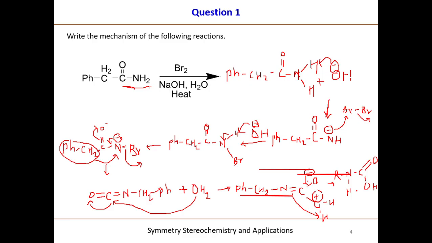So what was the first step? Deprotonation of amide, right? Deprotonation of amide followed by nucleophilic attack of halogen X2 or Br2. Here we have Br2. And the second step was the deprotonation followed by migration of the alkyl group. And the third step is isocyanate reacts rapidly with water to form the carbamic acid. And the last step is here, which is carbamic acid releases CO2 to form the product.